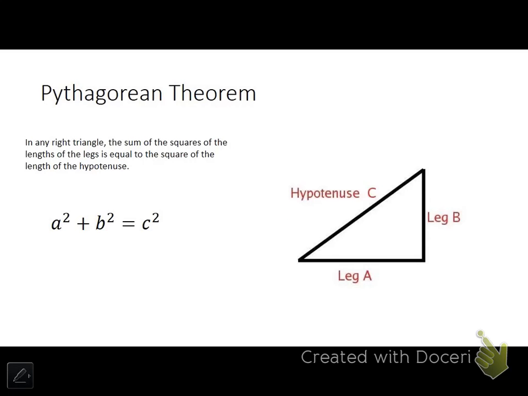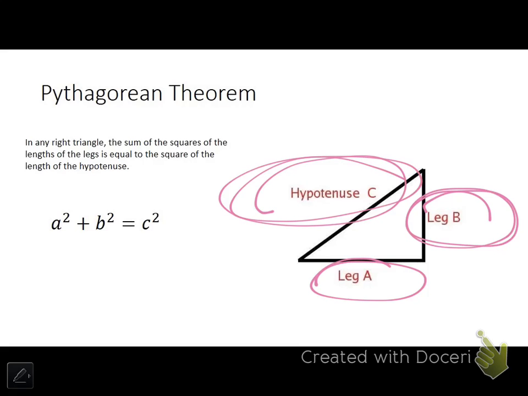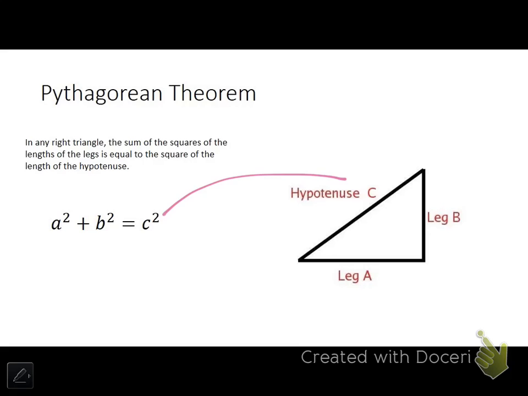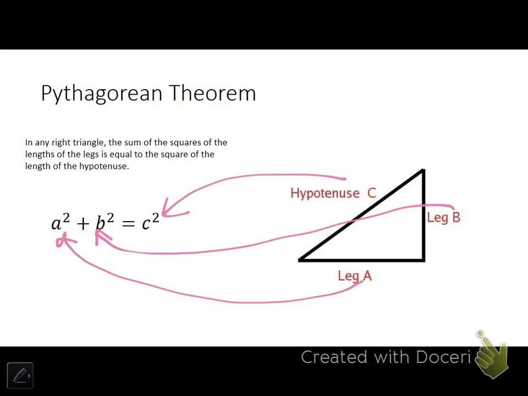Okay, so here's the theorem. Go ahead and write this down. In any right triangle, the sum of the squares of the lengths of the legs is equal to the square of the length of the hypotenuse. So a squared, which is this, plus b squared, this is b, equals c squared, which is c. So there's my little arrow, so you know which one is a, b, and c.